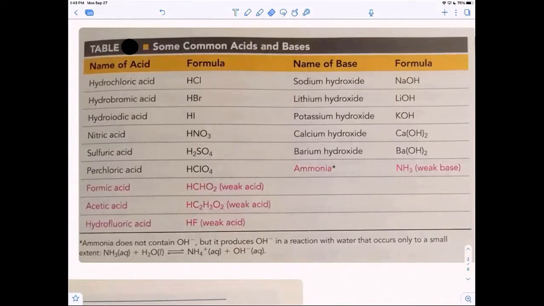So formic acid, it's in red. That's a weak acid. That's also the acid found in ant bites. I think I've got an ant bite on my arm, actually. I was trying to figure out what bit me. Some of it's in bee stings too. So formis is the name for ant in Latin. So formic acid, it's not like anti-acid, but like the six-legged creatures that live in colonies. Acetic acid, that's found in vinegar, it's a weak acid.